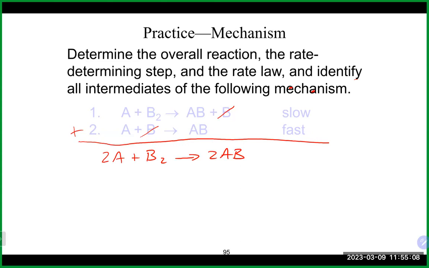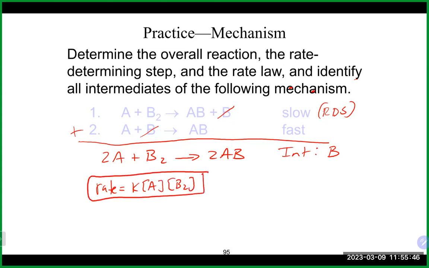That also means that our intermediate here would be B, as it got completely canceled out. Just based on how this mechanism is labeled, we know the rate determining step should be step 1, as it is the slow step. And because that is the slow step in the mechanism, we know that the rate law for that slow step should be the same rate law as found experimentally, which means we can write a rate law here for our slow step, which would be K times A times B2, the rate law for our first step.